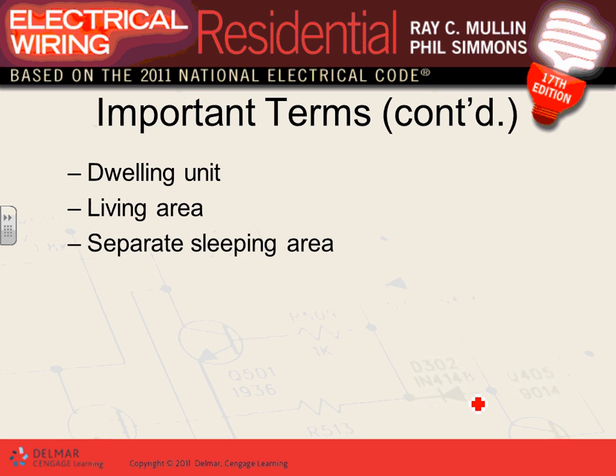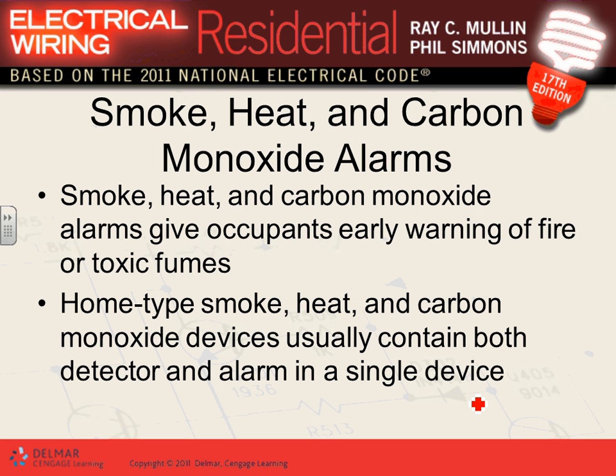Okay, important terms: dwelling unit, living area, separate sleeping area. These are the defined dwelling units where people live, guys. Living area versus separate sleeping area, where people sleep like bedrooms versus living rooms in a dwelling. Here are the rules. Smoke and heat detector combinations give the occupant early warning. The idea here is to give you, the occupant, an early warning of a fire or a toxic fume. That's the reason why we detect these.